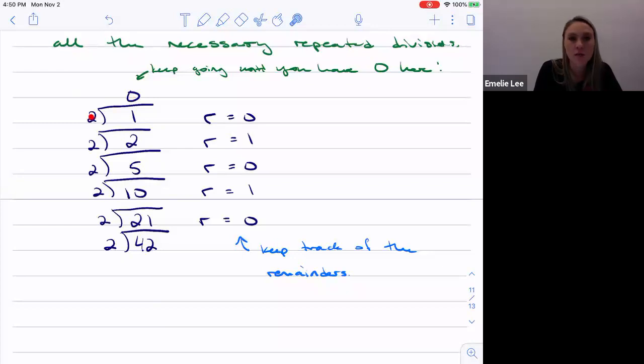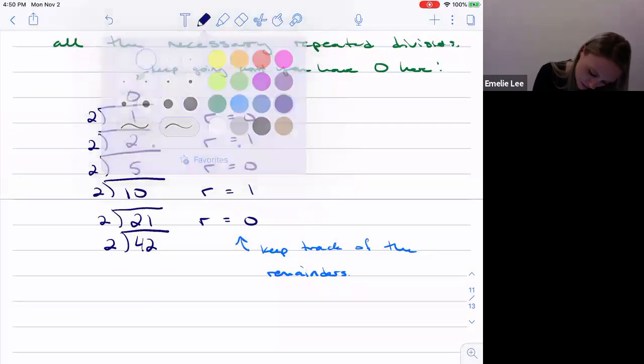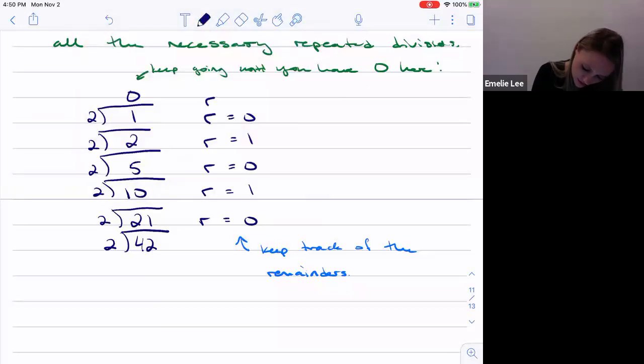0 times 2 is 0, but I still have a remainder of 1. So that's where this remainder comes from. I'll put it on the same line here, remainder of 1.